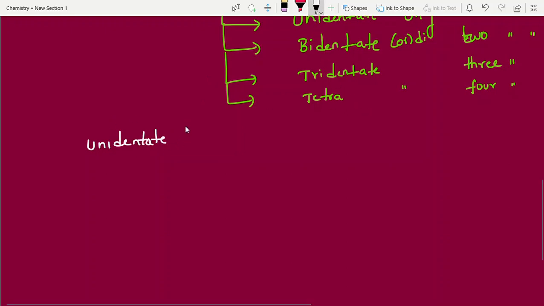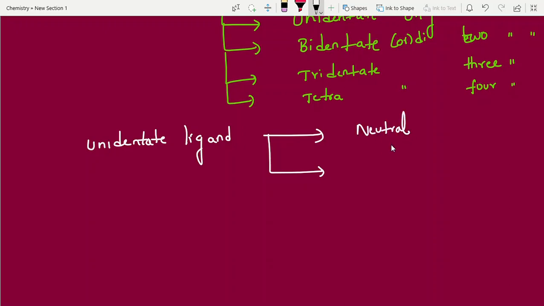Unidentate ligands. Again we have two types, students. Here unidentate is further classified into two types: neutral and charged. Okay, see, neutral one. Suppose NH3 is there. Next, H2O is there. Yes, neutral ligands. This is donating electrons, a donor. Only one it can donate.